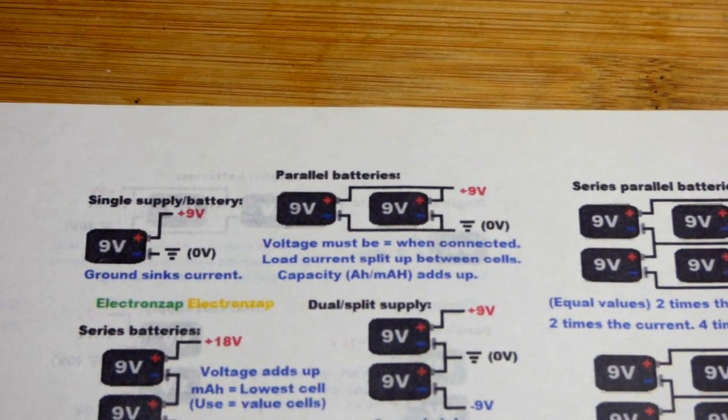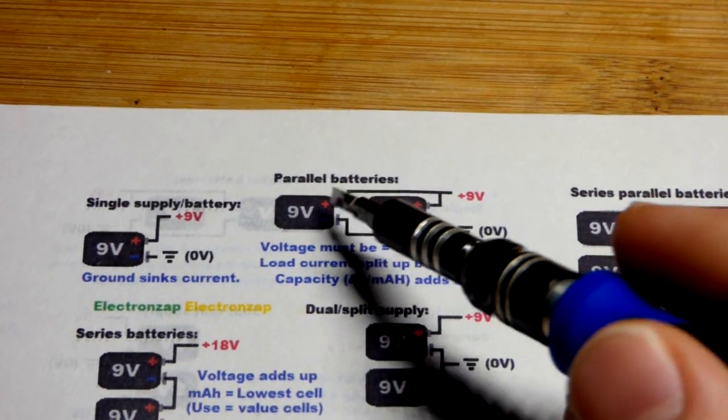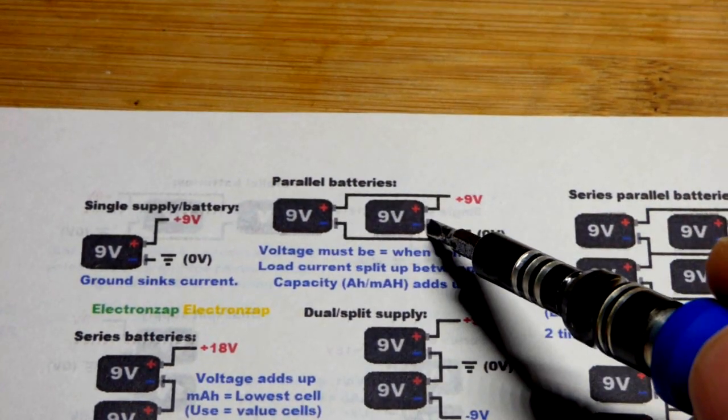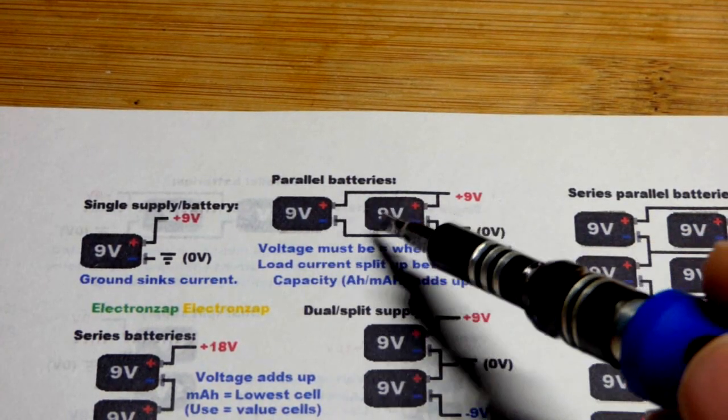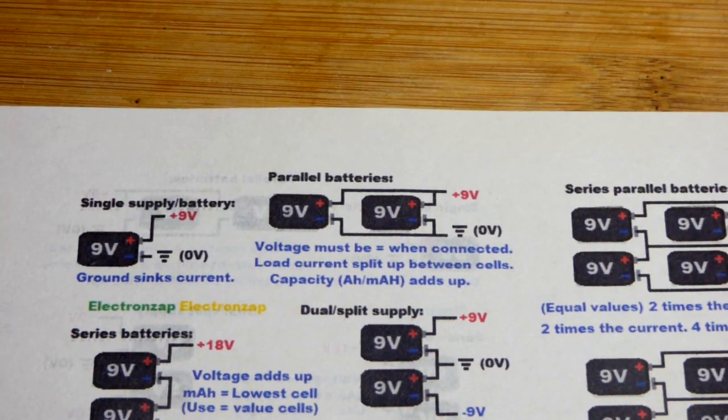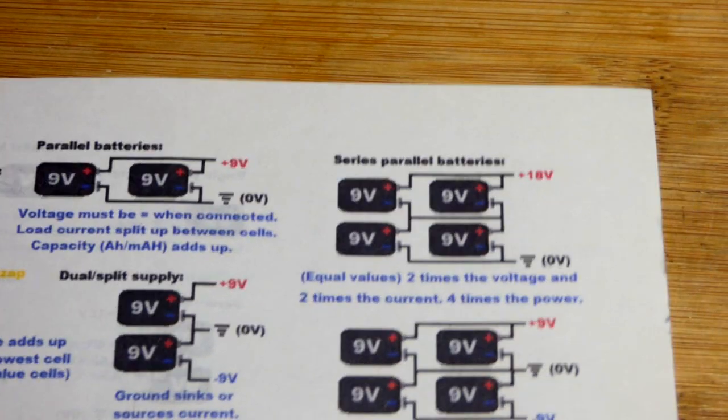You could have that. Now, the reason why you would parallel batteries, look something like this, positive to positive, negative to negative, is because then each one's providing about half the current to the load. Make sure they're the same voltage when you connect them together. So you'll be able to power it twice as long.